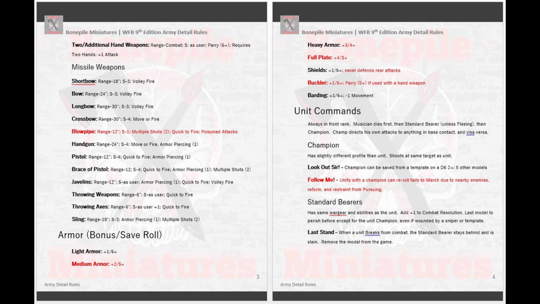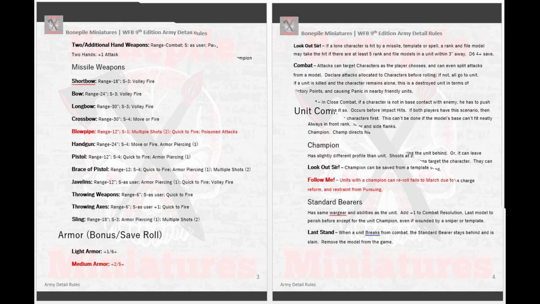So under unit champions there is a new rule, which is called Follow Me. And that says that units with a champion can re-roll fails under the following situations: march due to nearby enemies, reform, and restraint from pursuing. And this rule came also from the Warhammer Armies Project. The rules for Lookout Sir are the same as 8th edition, and also standard bearers have no changes. And we still do the last stand rule with them.